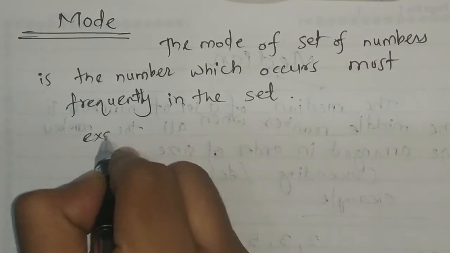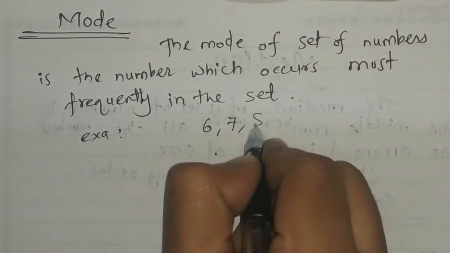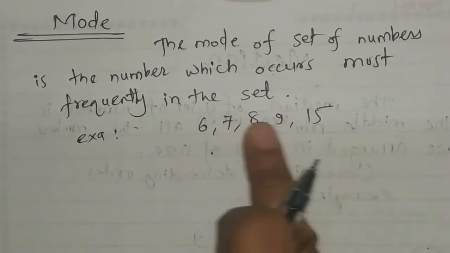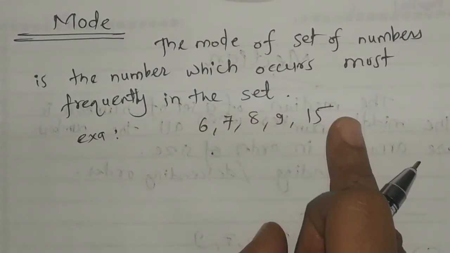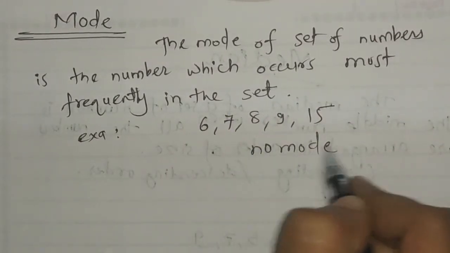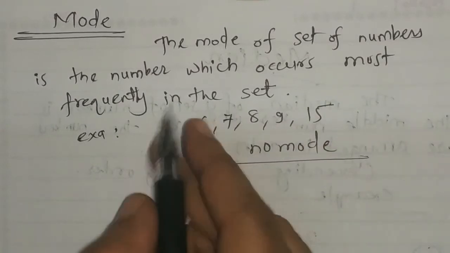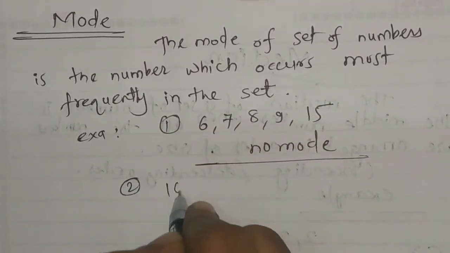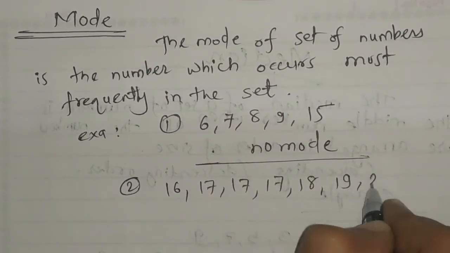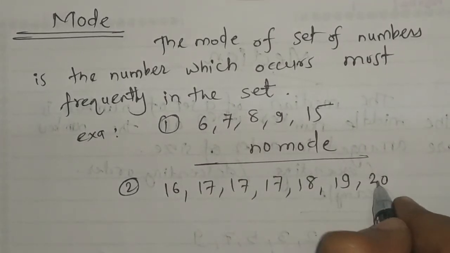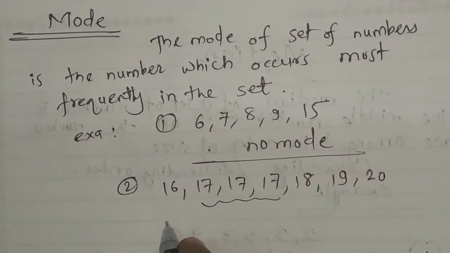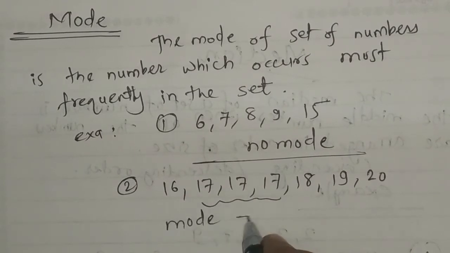For example, suppose 6, 7, 8, 9 and 15. In this set of numbers, there is no number which is repeated most frequently, so we simply say it has no mode. Another example: 16, 17, 17, 17, 18, 19, 20. In this set of data, 17 is repeated 3 times, so the mode is going to be 17.